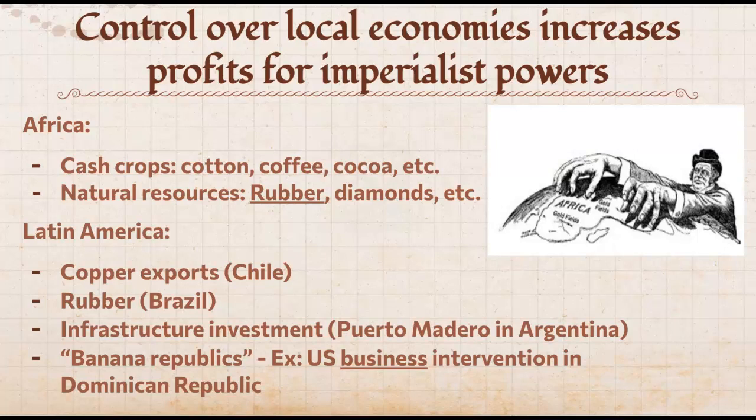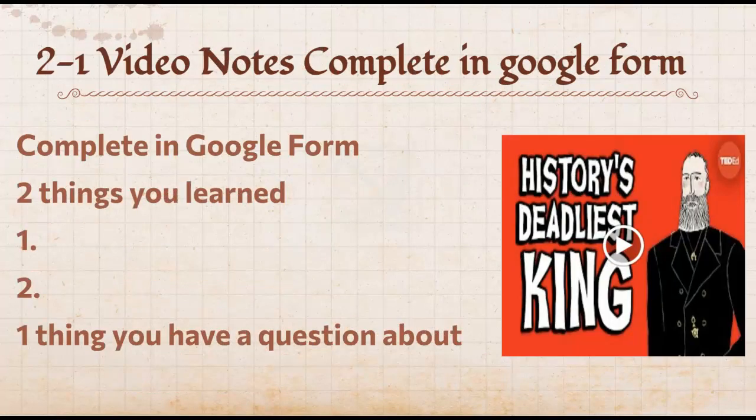An example of this is going to be that picture that I showed earlier, and also US business intervention in the Dominican Republic. There is a lot of banana stuff over there. And then very lastly, we are going to watch this video. You are going to complete 2 video notes in the Google form, you're not going to be completing this on your guided notes. So with that, let's get started and watch the video.